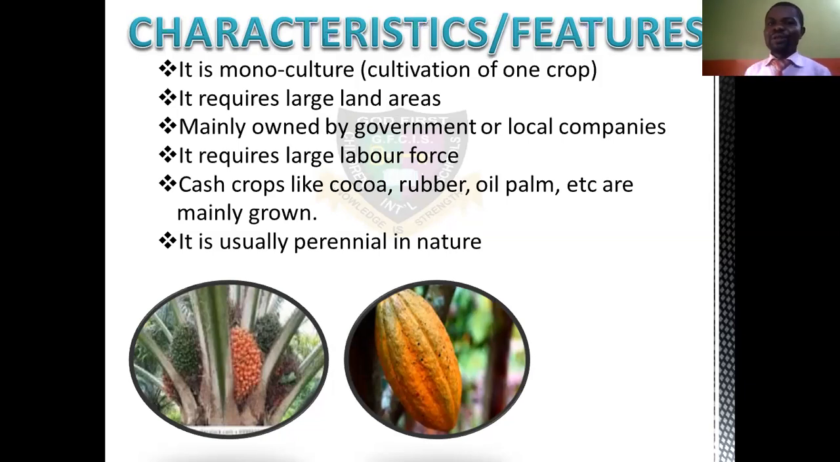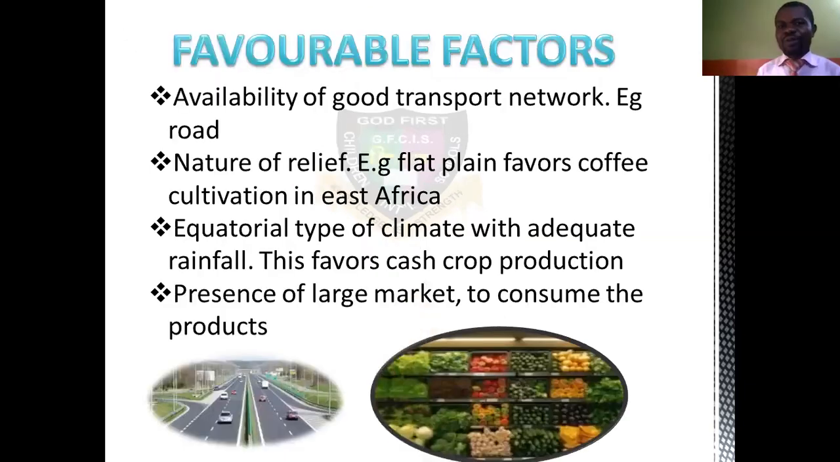Another thing we need to look at is favorable factors. What are the factors that really make these things grow well? We talked about equatorial climate the other time. We have enough rain, that is where you have good rainfall that favors forest vegetation. That kind of climate is also good. It's the one that favors this, so that you now have cash crop production.